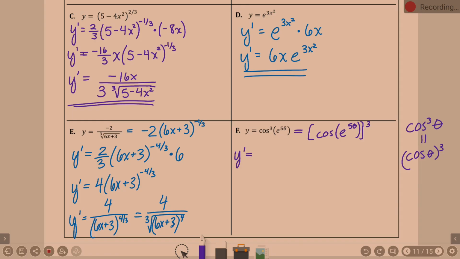Okay. What is my outside function? Cubed. So how do we do the derivative of something cubed? 3 out front. 3 cosine of e to the 5 theta. Okay, so the outside power was cubed. So 3 times the inside, cosine of e to the 5 theta, raised to the power of 2. And then the times.